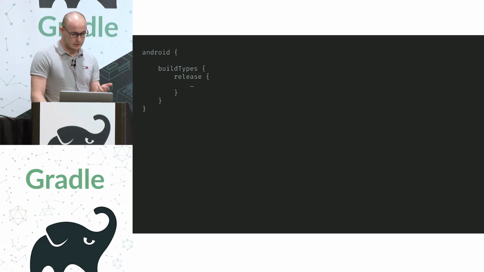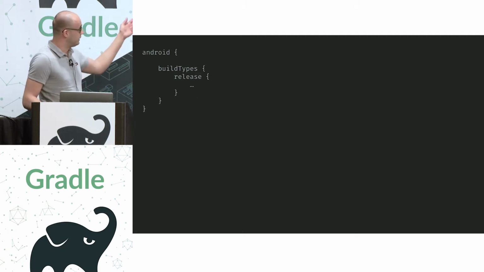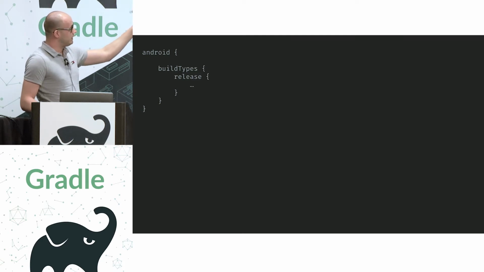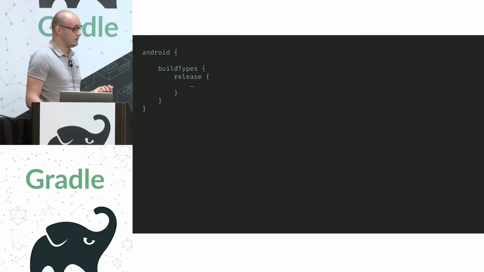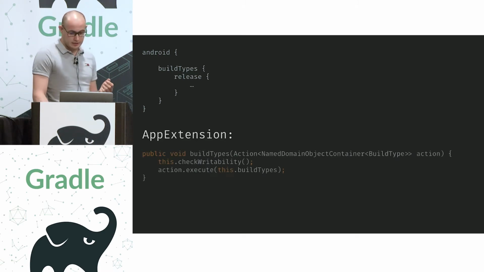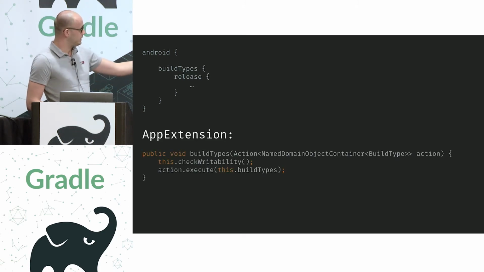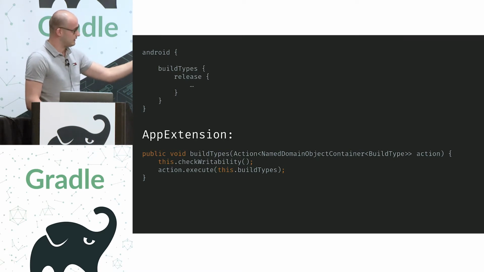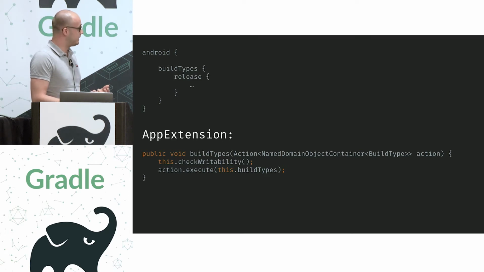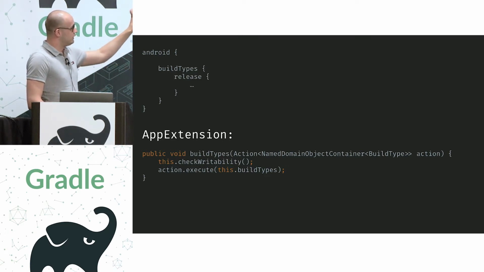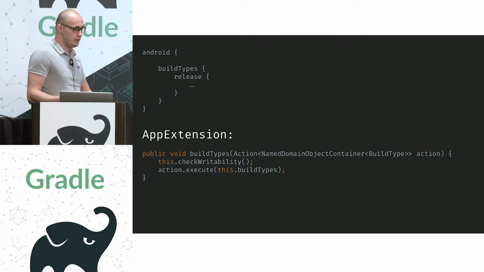And so now this should get more clear. If we know that build types is a named domain object container, and the build types method accepts an action that's executed on the container that contains our build types, it's clear that release will configure the release build type. But if we write something that's not yet there, debug is already there, but say alpha or mock or whatever, then we'll get a new build type created and configured with the closure that we've passed.